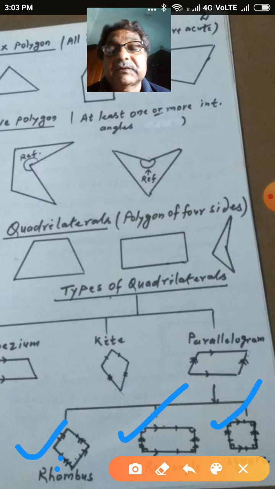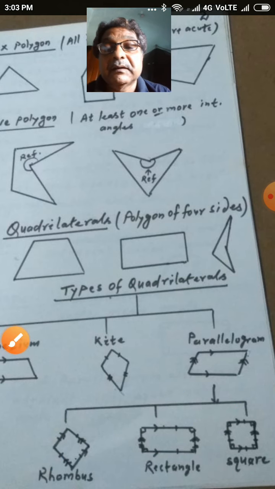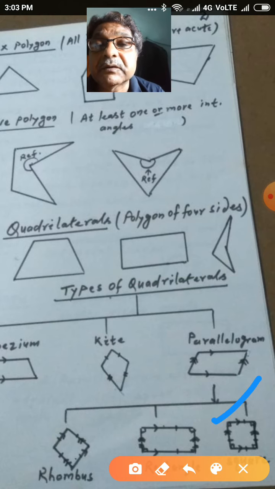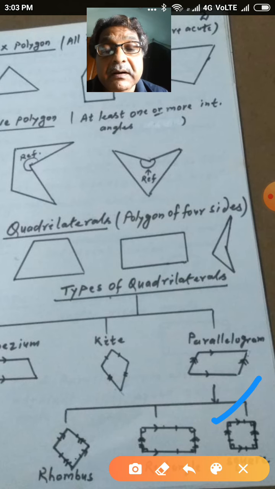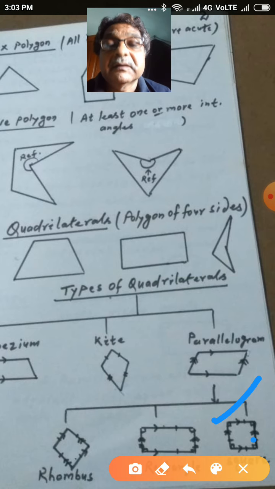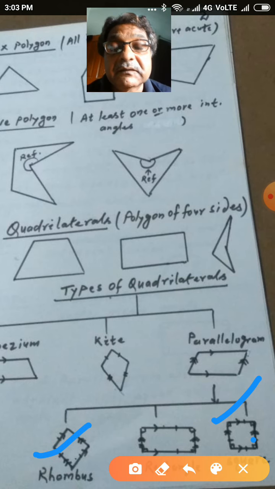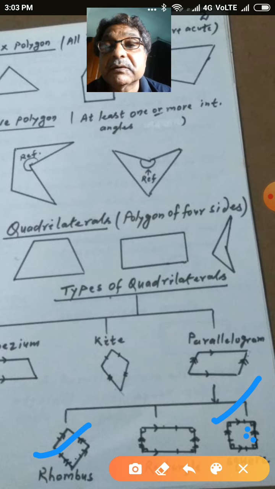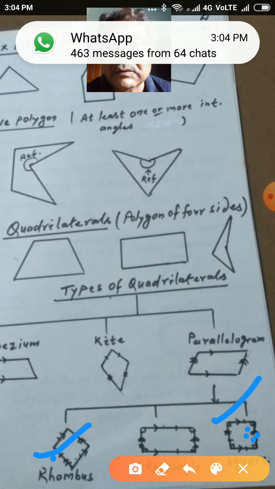Now come to the last category, that is square. Square is that parallelogram which has the properties of all quadrilaterals. Say a square is that parallelogram whose any two adjacent sides are equal. That means ultimately all four sides are equal, like a rhombus. It means a square possesses the properties of a rhombus. So a square is also a rhombus, but a rhombus may not be a square. So the converse is not true, but a square is always a rhombus because it possesses the properties of a rhombus.